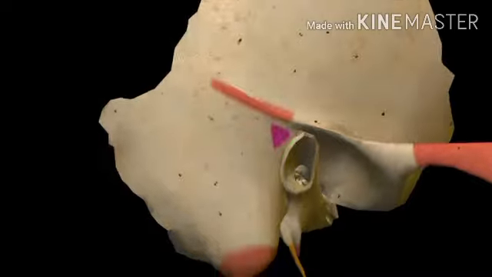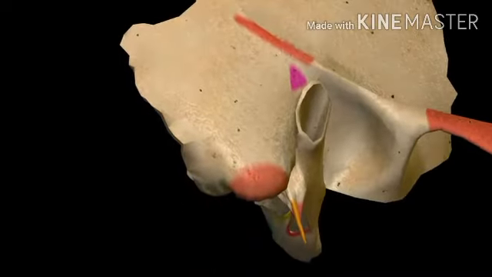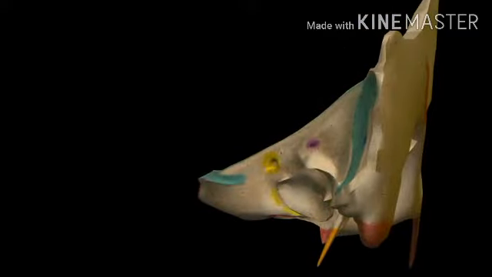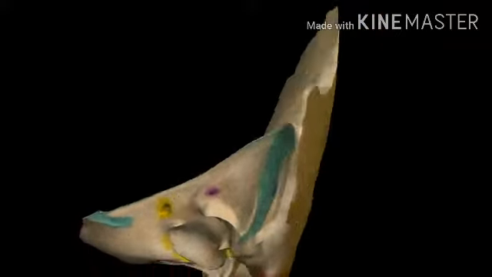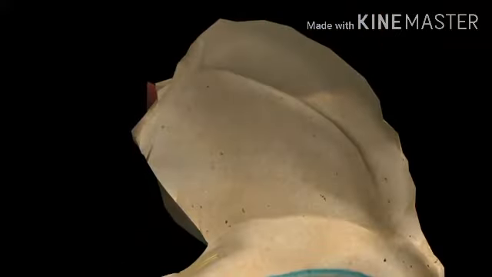The opening here is called the external acoustic meatus, and here inside we have got the internal acoustic meatus. So this is the point where the facial nerve enters the facial canal on the medial wall of the middle ear.